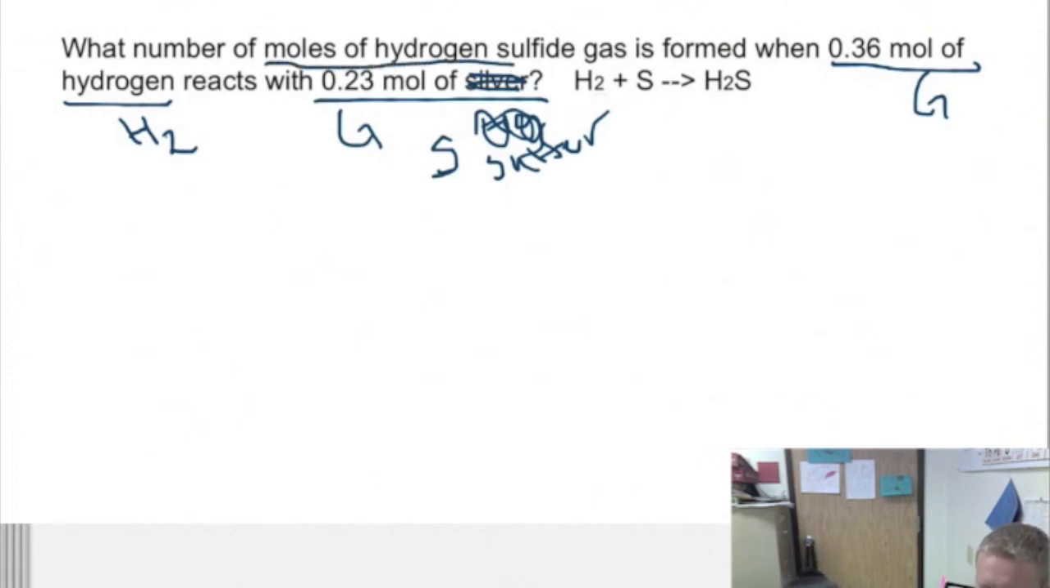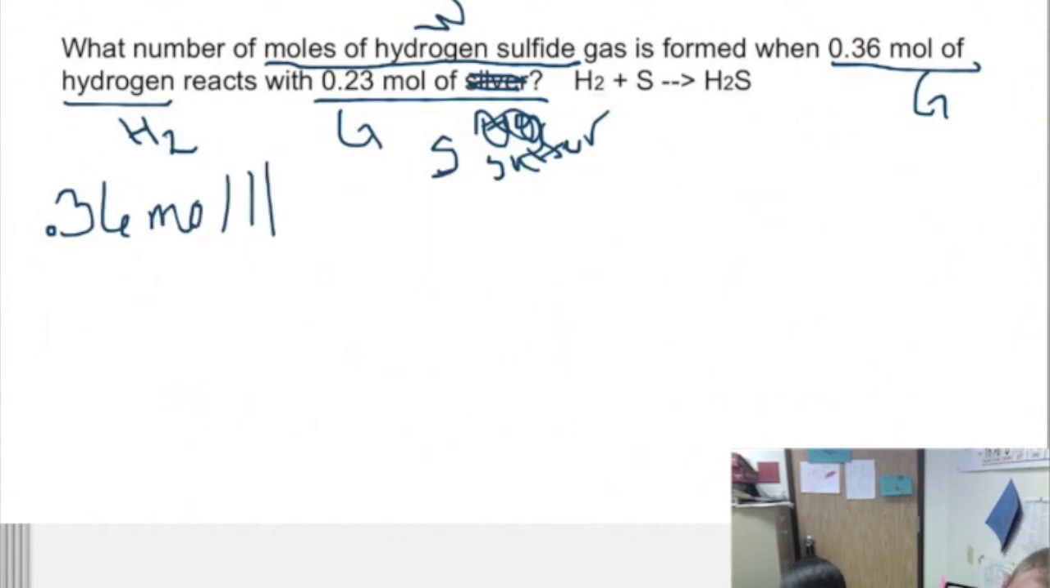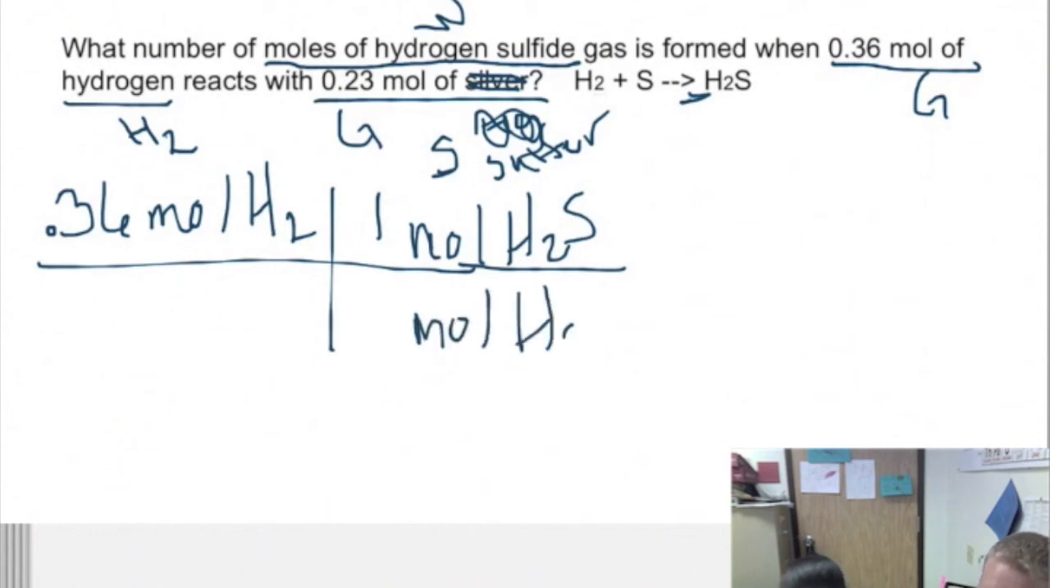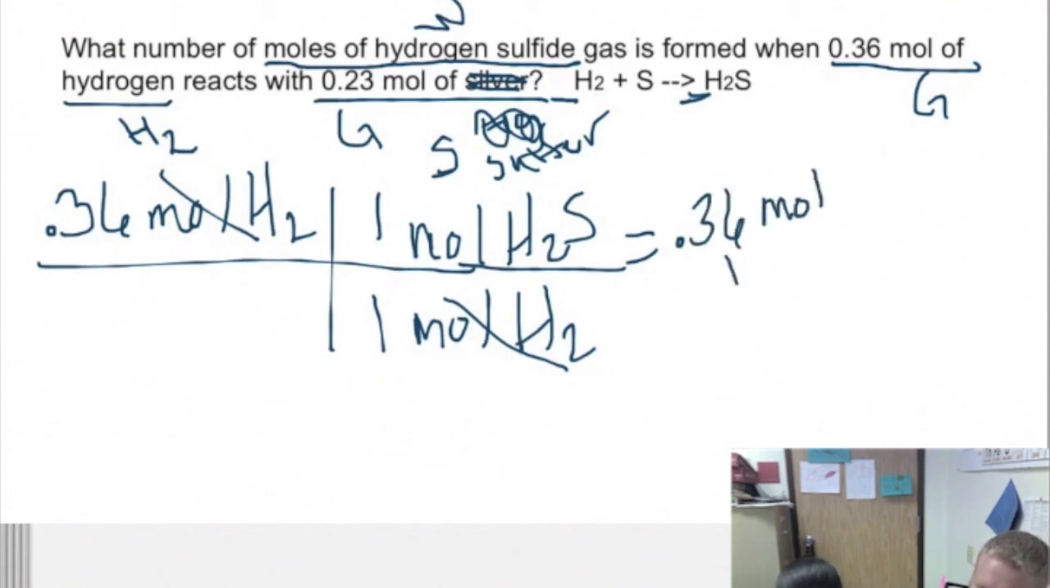Moles of hydrogen sulfide is definitely what we're looking for. So again, put what we're starting with, H2. We want the moles of hydrogen sulfide, which is H2S, and there's no coefficient next to that H2S, so we just write a 1. Moles of H2 cancel out, and there's nothing there again. So this is 0.36 moles of H2S.